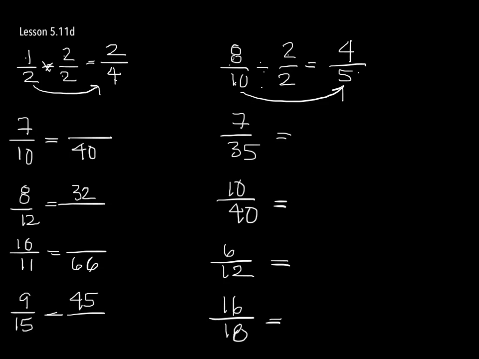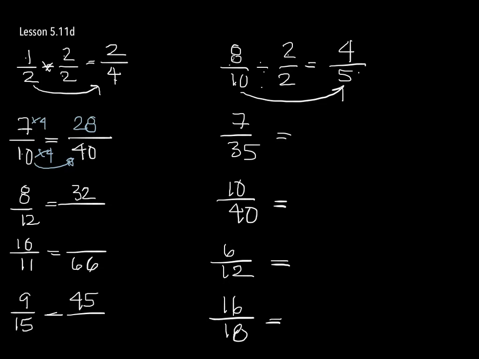Alright, 5th graders, let's see how you did. So we'll start with this side here. We'll do the finding equivalent fractions. So question is, 7/10 is equal to what over 40? So what did I do to 10 to get to 40? Well, 10 times 4. Whatever I do to the bottom, I do to the top. So it's going to be 7 times 4, which is 28.